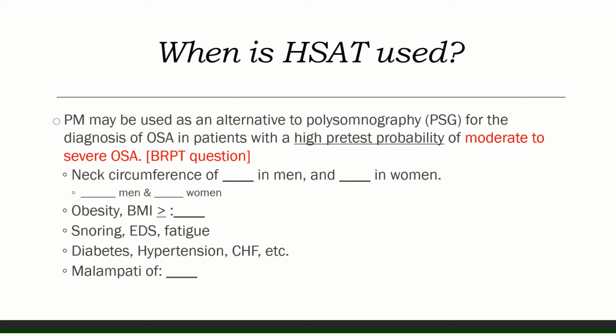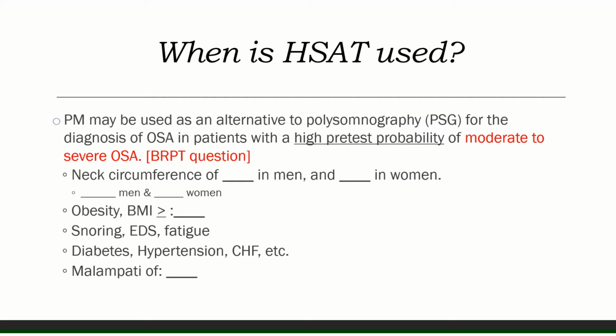Moderate OSA is when their AHI is 15 to 30. That's moderate. Severe is anything over 30. It's considered severe. Okay, so if they're likely to have a high AHI, if they have a lot of risk factors, we're going to assume that if we gave them a PSG, they would have either a moderate or severe AHI.